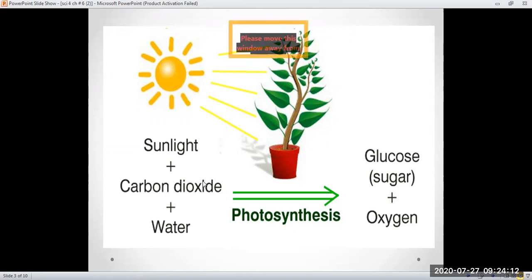Teacher, do we also have to draw? No, there is no need to draw the picture of the plant. You are just going to write down the names.